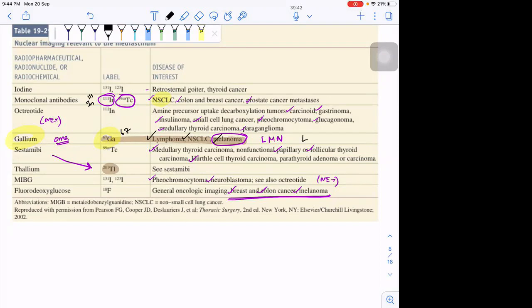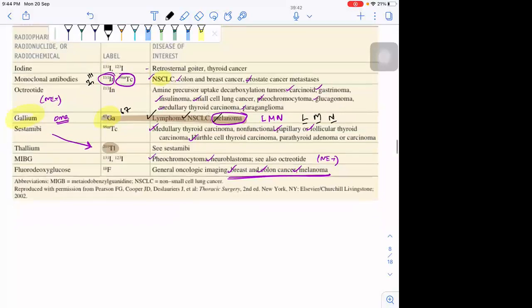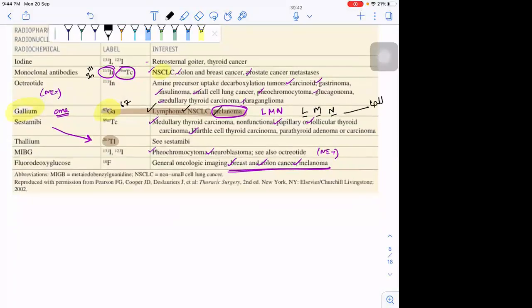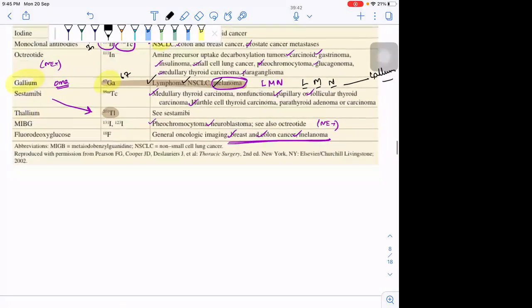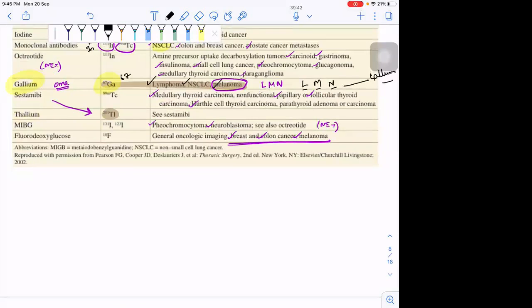Okay, L for lymphoma, M for melanoma, and N for non-small cell lung carcinoma. So these are the uses of gallium. Gallium is LMN. Okay, and you have to go for a sestamibi scan. You already know where the sestamibi scan is used. It's a general revision only.